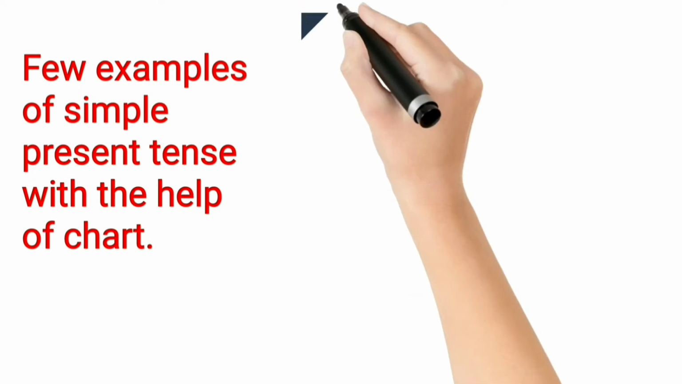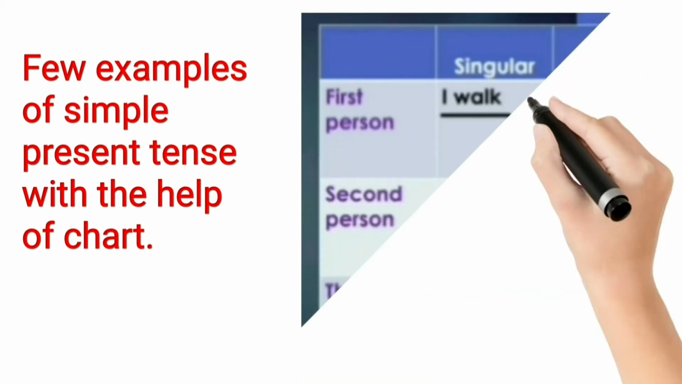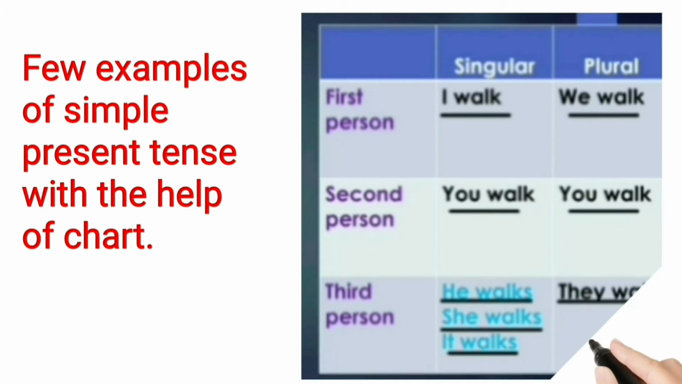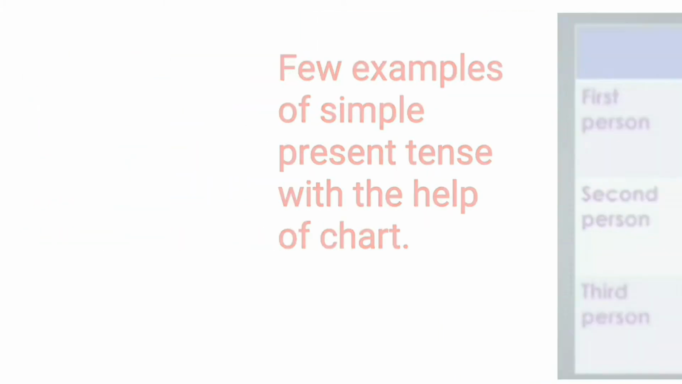A few examples of simple present tense with the help of a chart. First person singular, I walk. Plural, we walk. Second person singular, you walk. Plural, you walk. Third person singular, he walks, she walks, it walks. Plural, they walk.